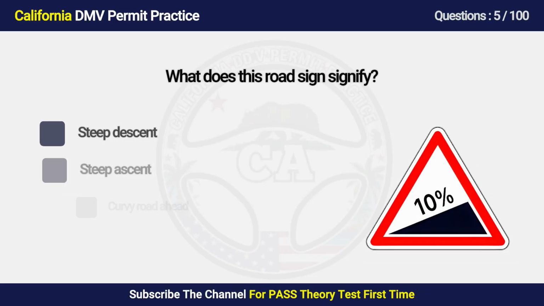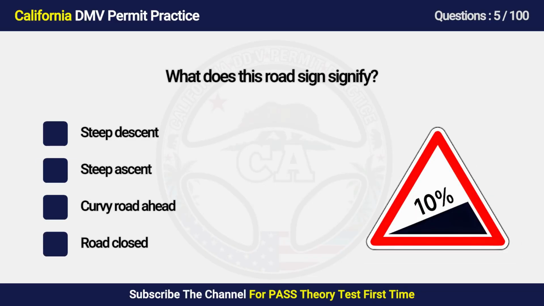Question 5. What does this road sign signify? A. Steep descent. B. Steep ascent. C. Curvy road ahead. D. Road closed.